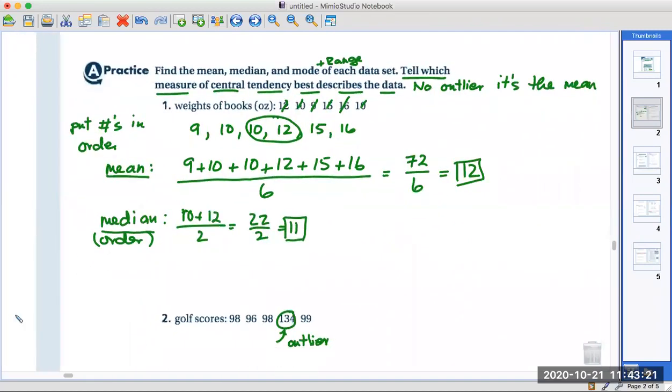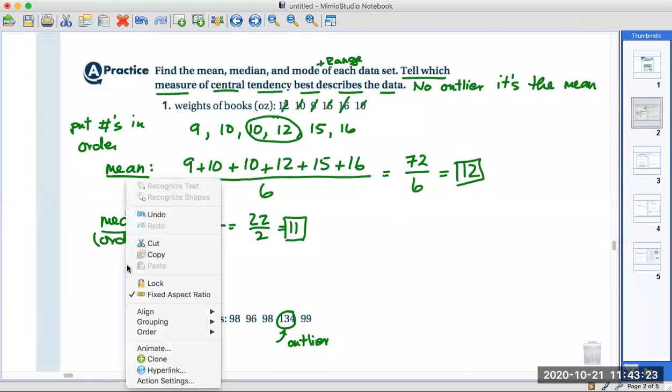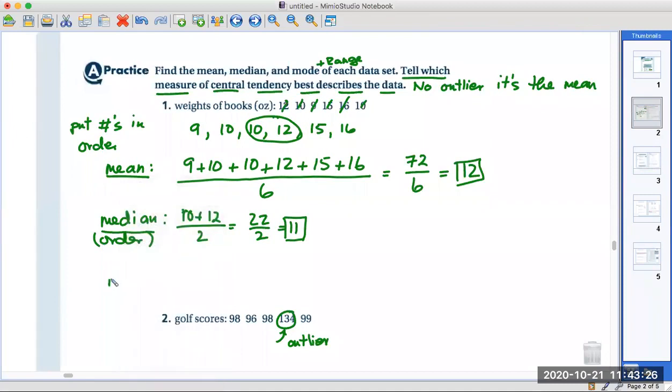And then we have the mode. Remember, not always a mode. Sometimes all numbers are just one time. But in this case, 10 is the mode because that's the most often. And then I added the range, the largest minus the smallest. And 16 take away 9 is 7, I believe. So the range tells you how spread out the numbers are.